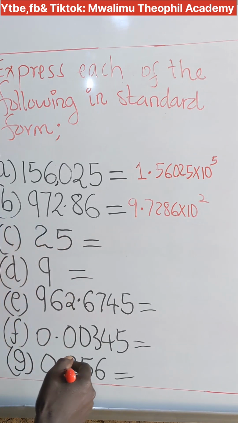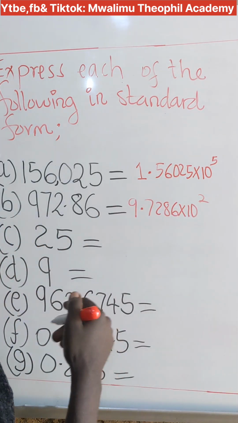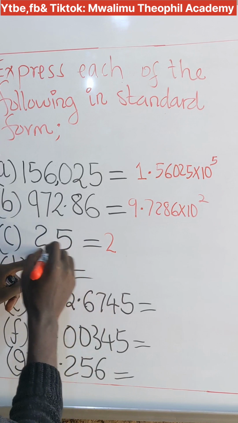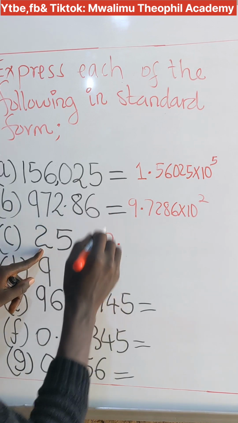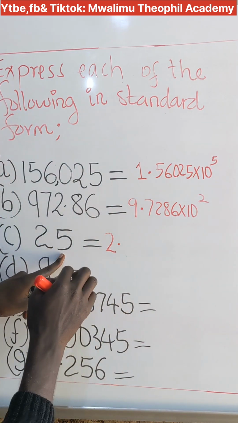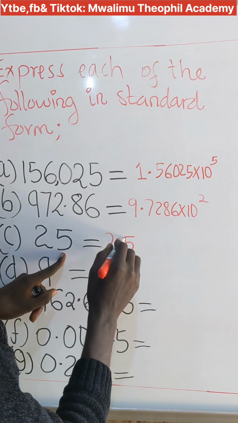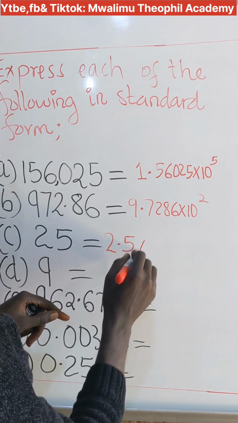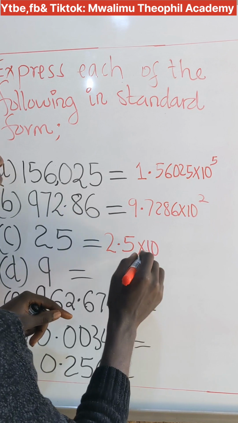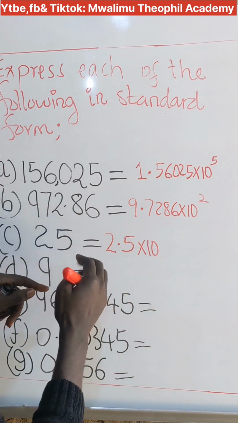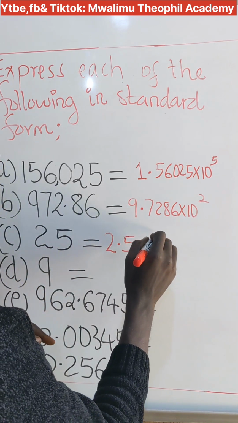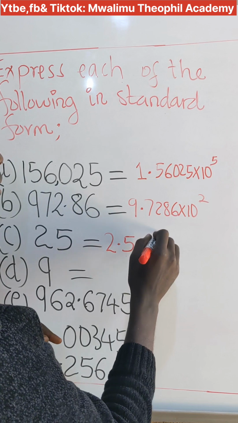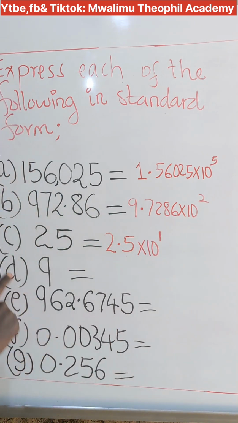25, as usual from the left-hand side toward the right-hand side. The first digit is 2, followed by a decimal point, and then we write the remaining digit, which is 5. Now we multiply by 10, then we count the added digits after the decimal point. We have only 1, so it is 10 raised to 1. Let's go to the fourth one.